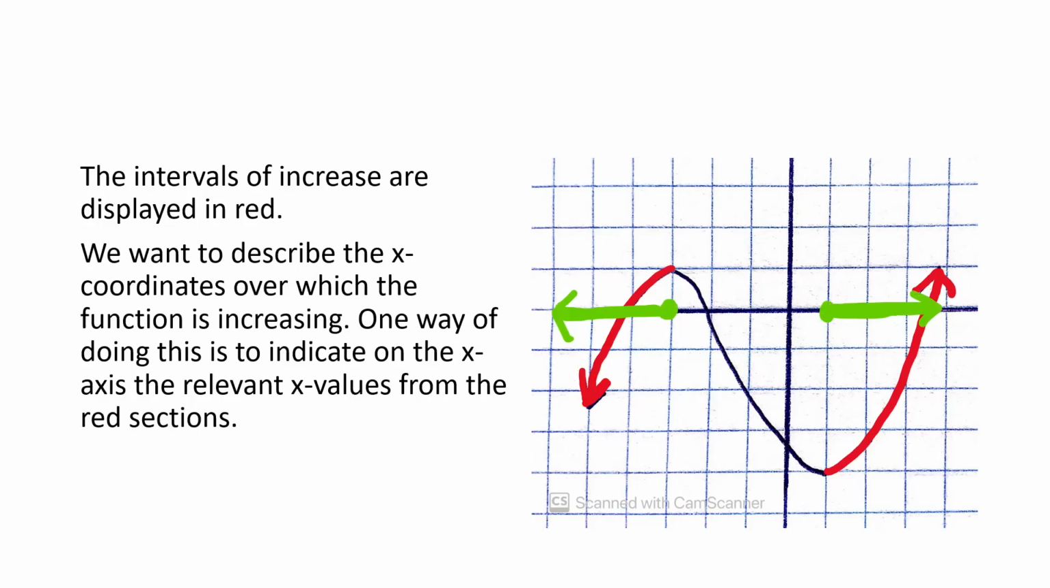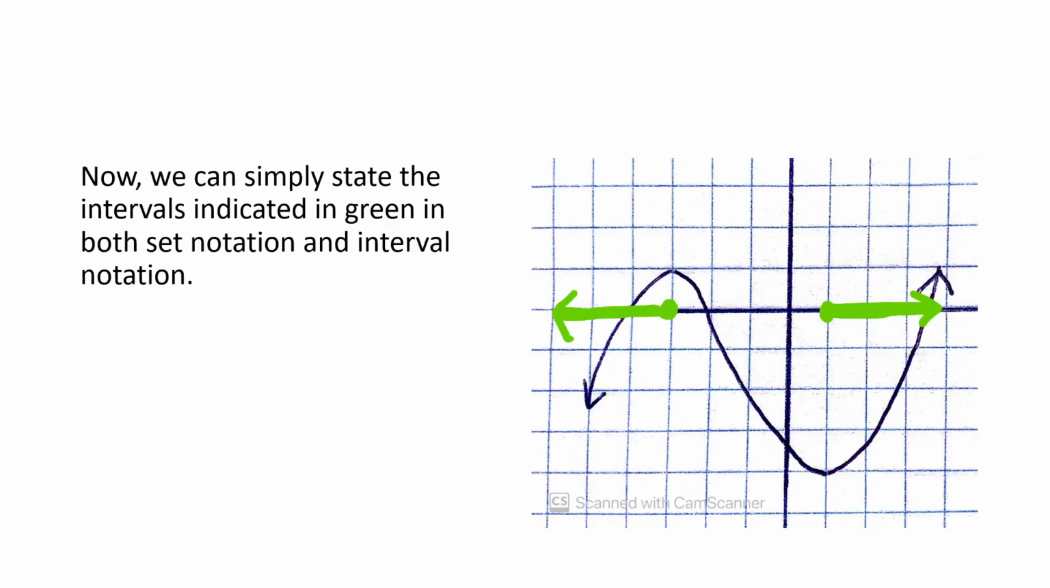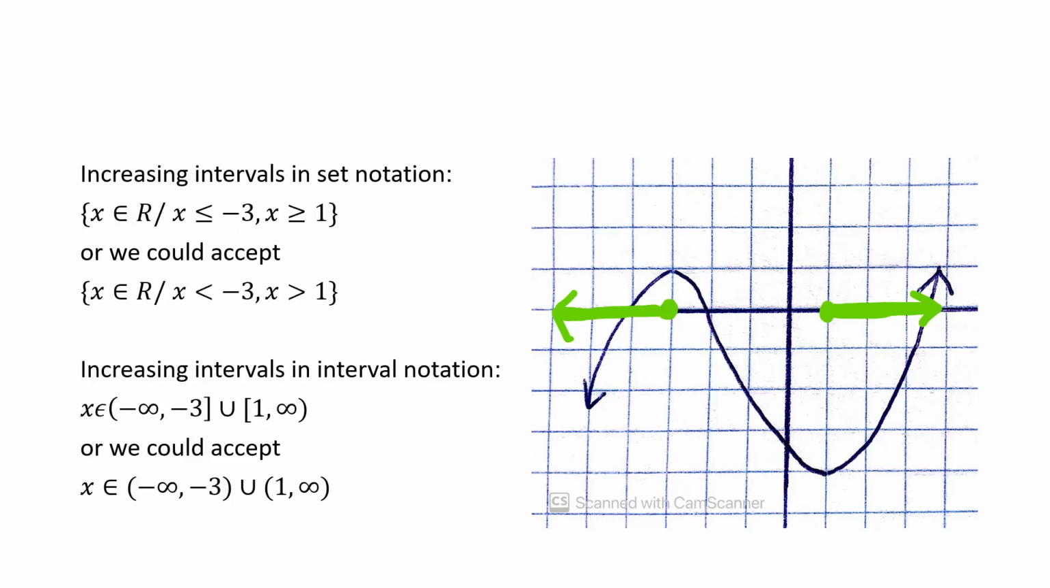Now, how do we state the interval of increase? Well, we can take those portions of the curve and indicate where those portions relate on the x-axis. So those red portions of the curve relate to the parts of the x-axis that I've shaded in green. And now we're going to state the intervals indicated in green in both set notation and in interval notation.